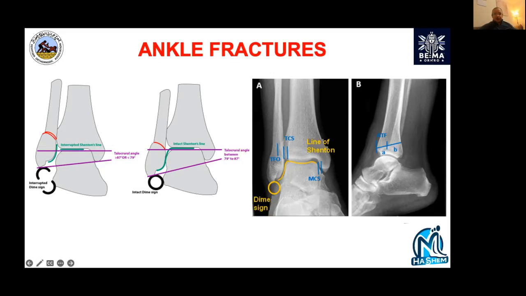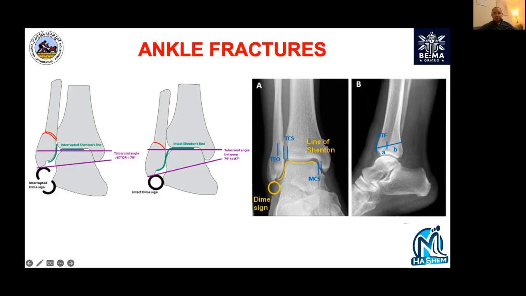This is the Shenton line of the ankle, equal to the Shenton line in the hip. So basically, this Shenton line shows you that the ankle mortise is in this conformation. The ankle mortise is congruent. This is the dime sign, and this is easily a ring which gives you an idea about the fibular length. And with a disturbed dime sign, as you can see, this means the fibula is short or malrotated.